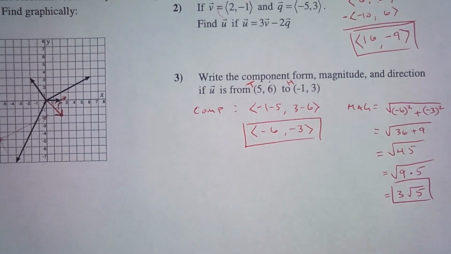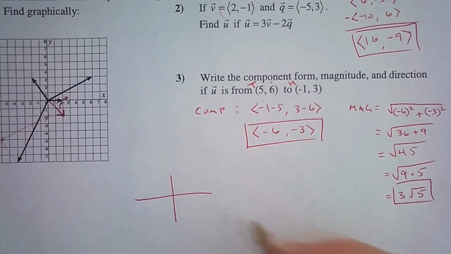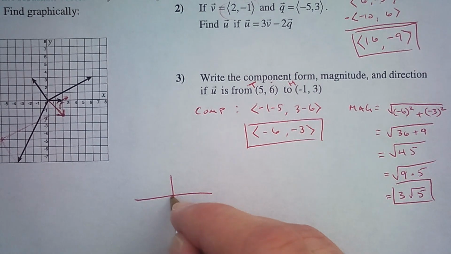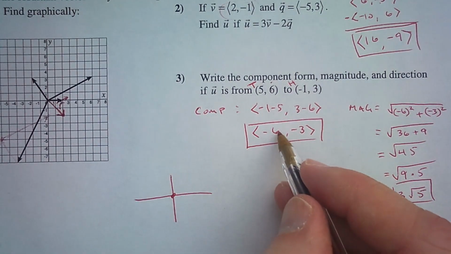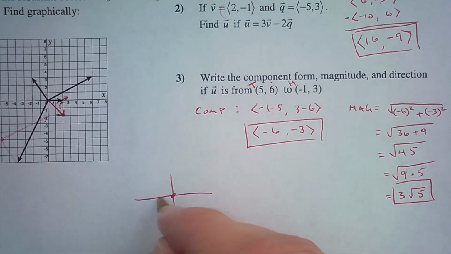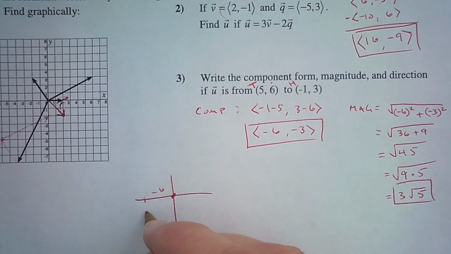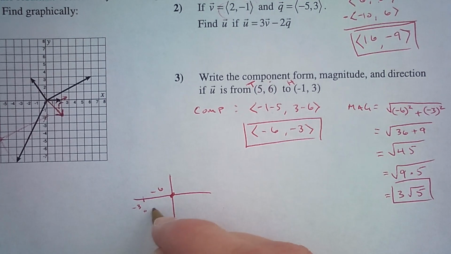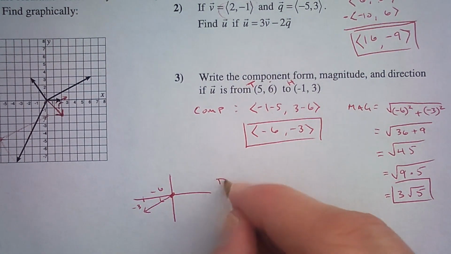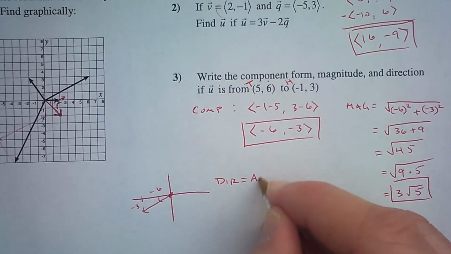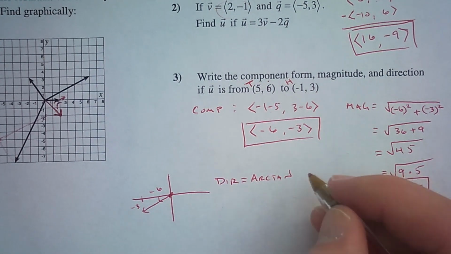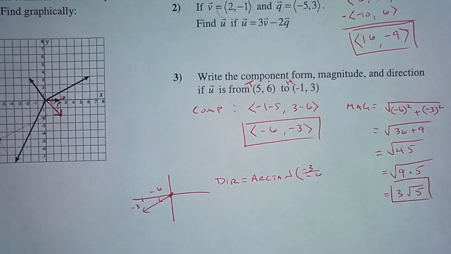And last is the direction. Now, component form says that if we start here at the origin, this vector goes 6 to the left and then 3 down. Okay, now I've got opposite and adjacent. That's tangent, which means arctangent will help me find the direction. So the direction is arctan, and then opposite over adjacent, -3 over -6.